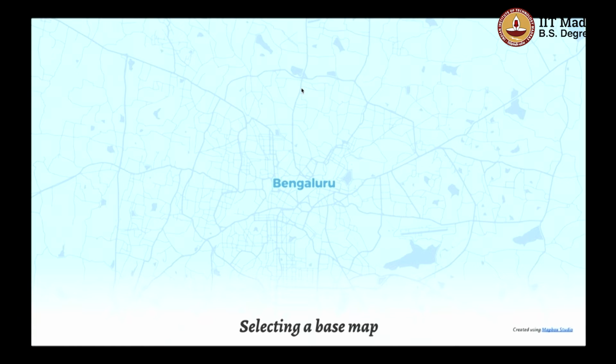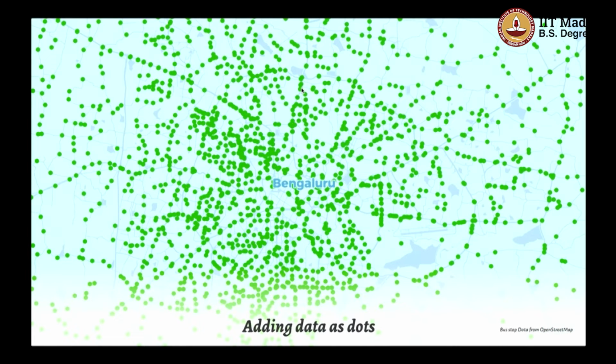So you take a base map. In this case, let me take a map of Bangalore. I've taken this nice minimal blue map that I've made, and then I throw a bunch of dots on the map, and I'm done with my visualization, right? So these are all the bus stops that are marked on OpenStreetMap, and I've put them on Bangalore.